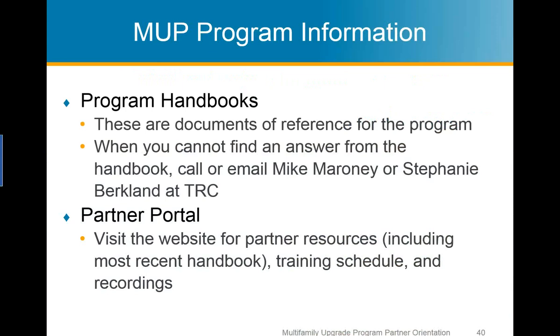A few program resources for folks out there. The program handbooks. There are two handbooks. One is the customer handbook, and the supplemental to that is the program rater and contractor handbook. These are documents for reference to the program requirements. As updates change those requirements, we will notify folks via email and through the program portal.